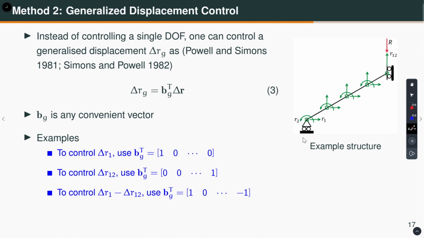If I want to control that, then I can set my Bg, first entry is 1, then 10 zeros and then minus 1. Okay? That is the idea of this generalized displacement control, which I am calling method 2. Okay? Now, how do we do this?